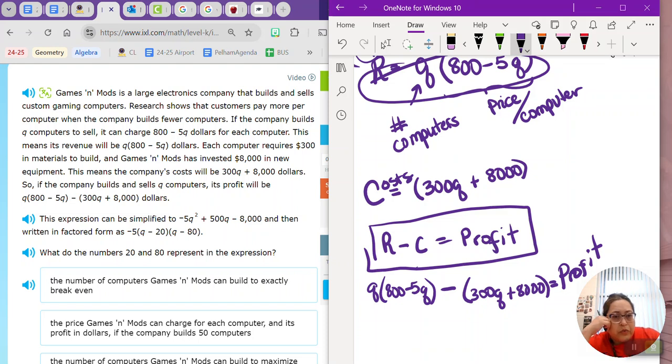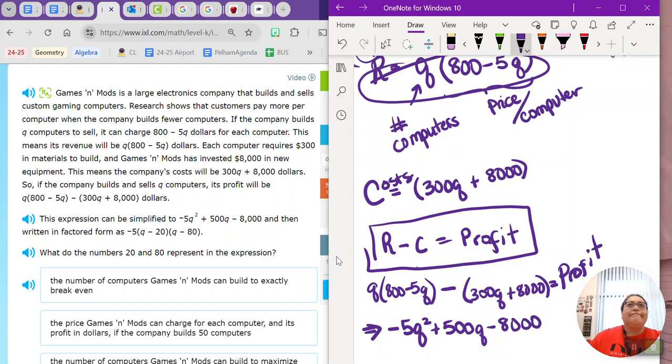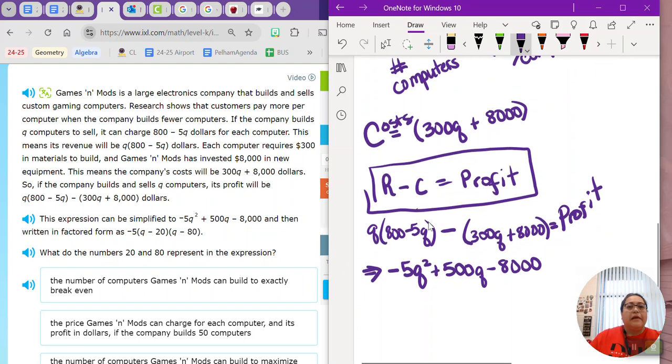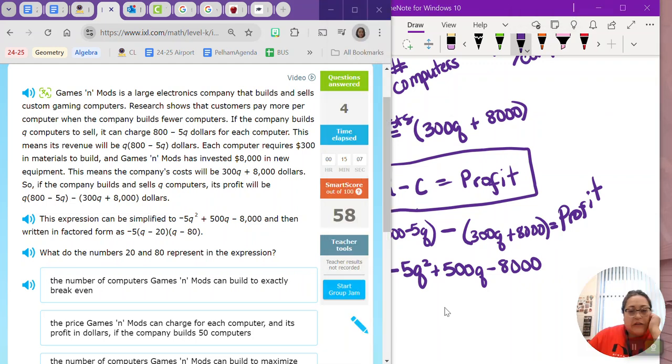What are the numbers 20 and, oh, there's more to the question. This can be simplified to negative 5Q squared. They do this by multiplying. We did this a few days ago. I can't do it now because I'm recording, but once I finish this video, I'll do it. Or maybe I can pause, hold on, just to continue.